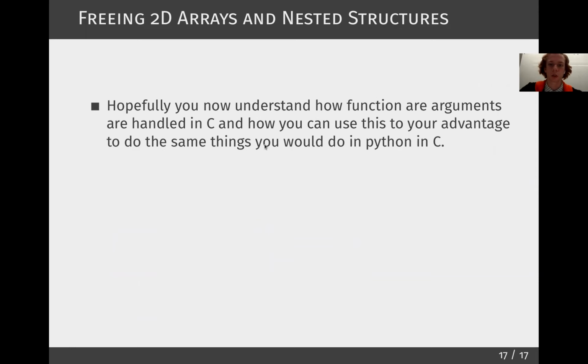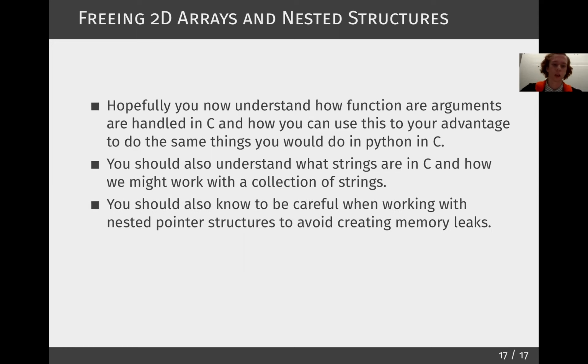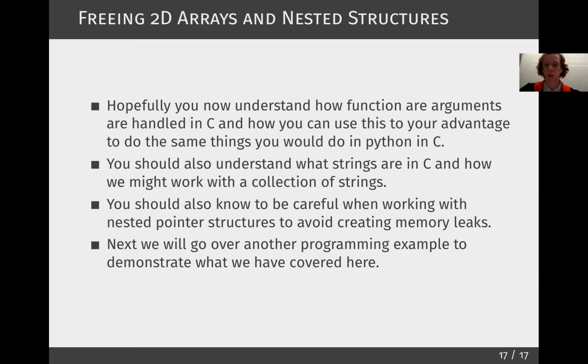So hopefully you understand how function arguments are handled in C and how you can use this to your advantage to do the same things you would do in a language like Python or Java in C, not C++, sorry. No C++ here. You should also understand what strings are in C and how you might work with a collection of strings, a 2D array, the grid. You should also know how to be careful when working with nested pointer structures to avoid creating memory leaks. So we're going to go over another programming example using some of the things we've learned here. And in particular, we're just going to implement a dictionary very quickly.